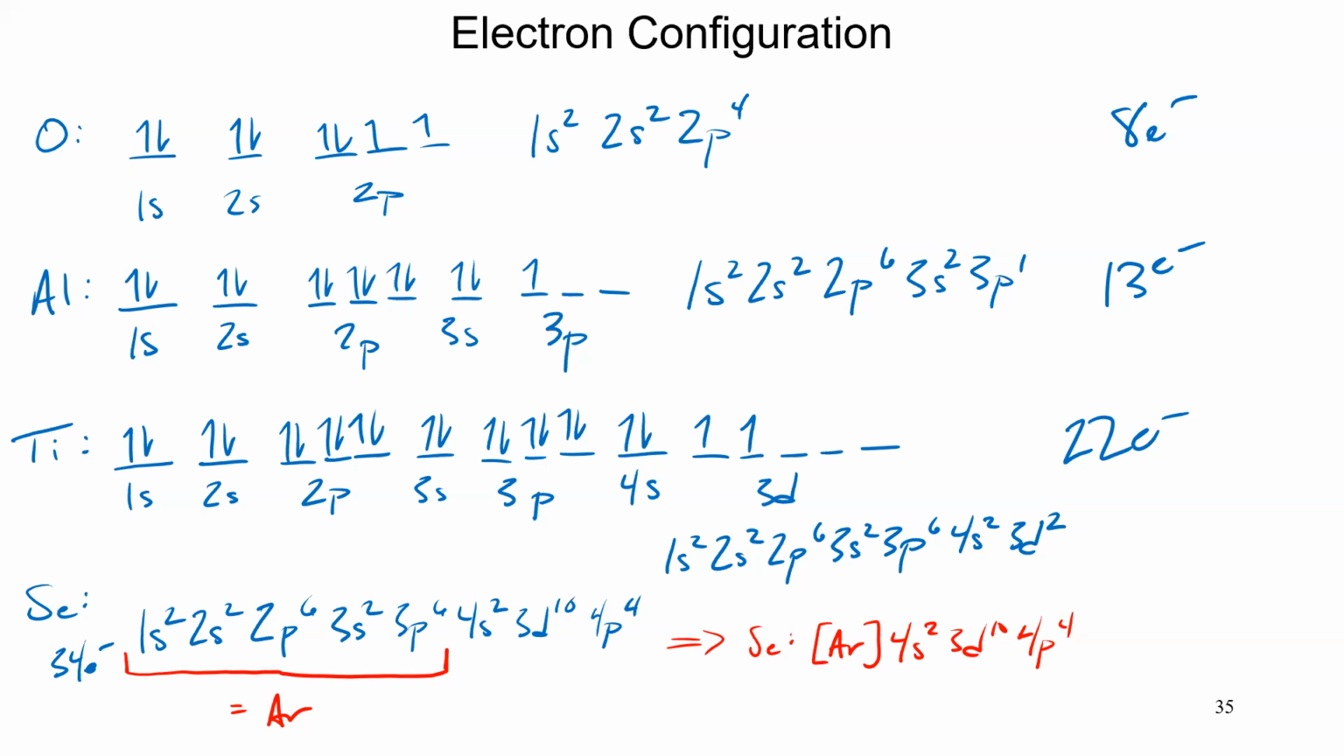That's a nice shortcut to use, so we don't have to count up all that stuff. We can also look at argon and say, well, I know that argon is 18 electrons. And so I just need to add in my 16 more. So I start with 18, then 4s2, that's 20, 3d10, that's 30, and then 4p4, that's another 4 for 34 electrons. Okay.